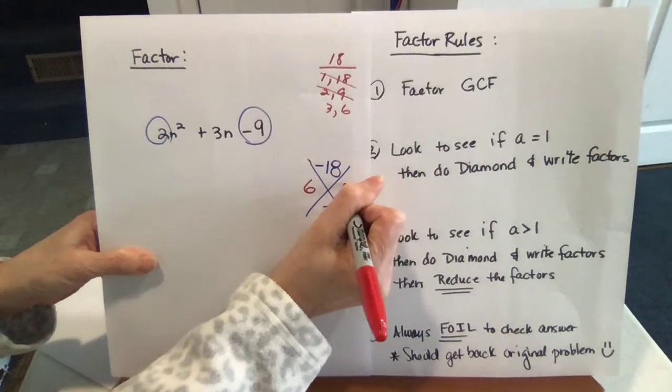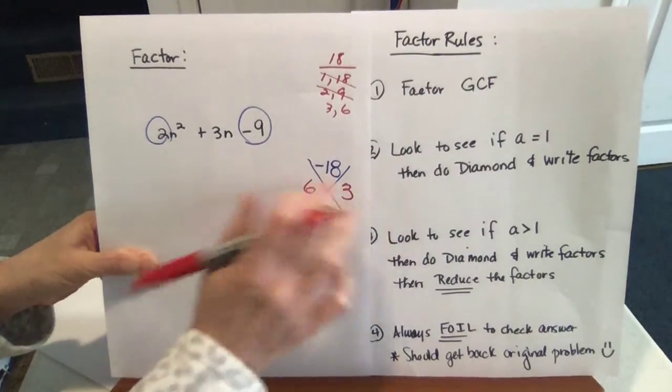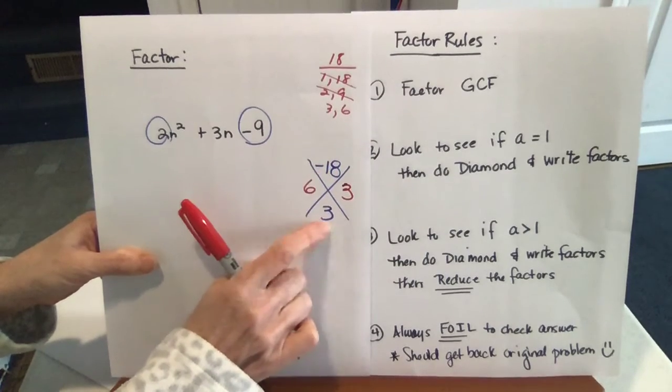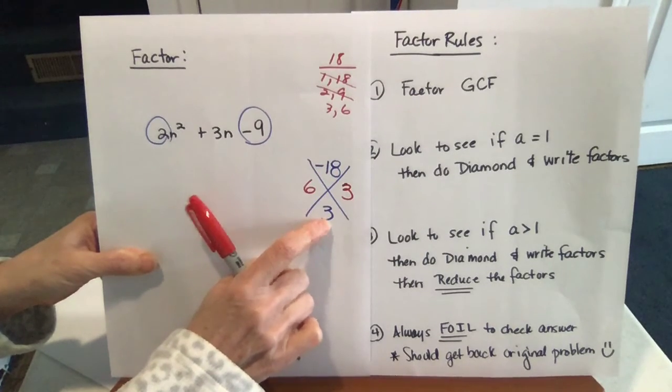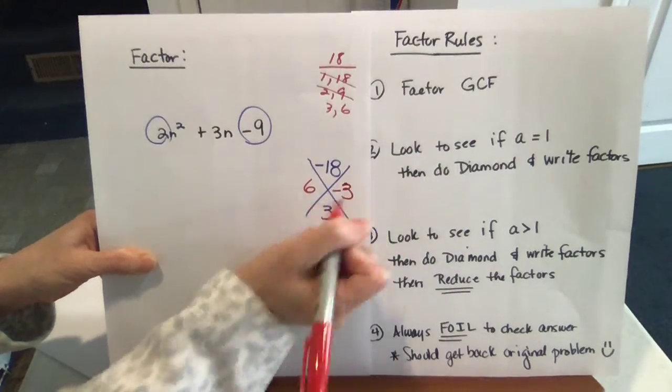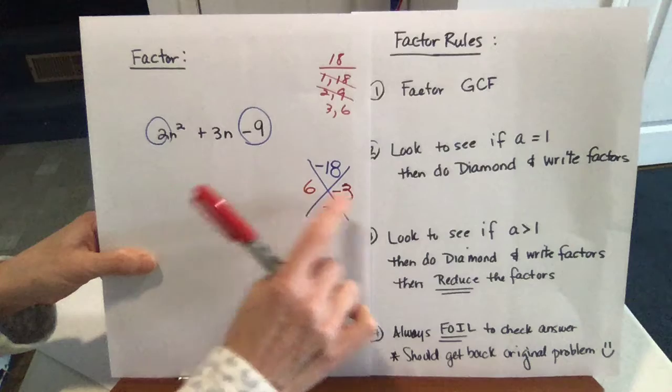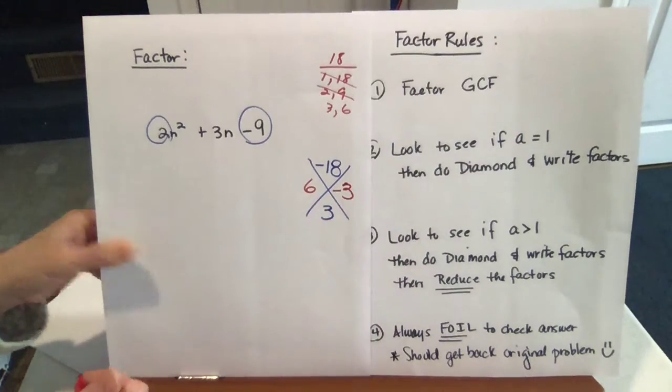So we're going to do 3 and 6, and it doesn't matter which side to put it on. We need it to multiply to a negative, but add to a positive. So we need more positives than negatives, so the negative goes on the 3. Check it out. 6 times -3, -18. 6 plus a -3 is +3.